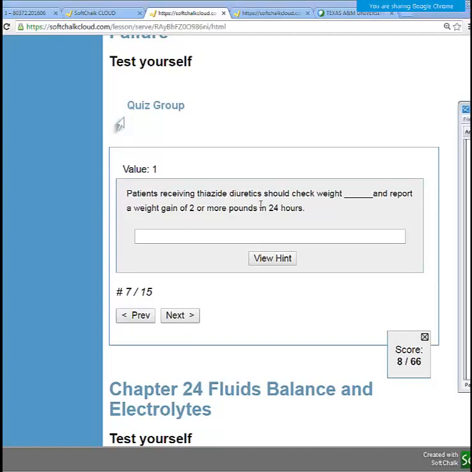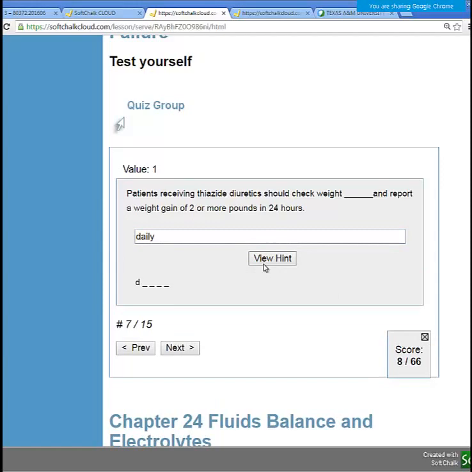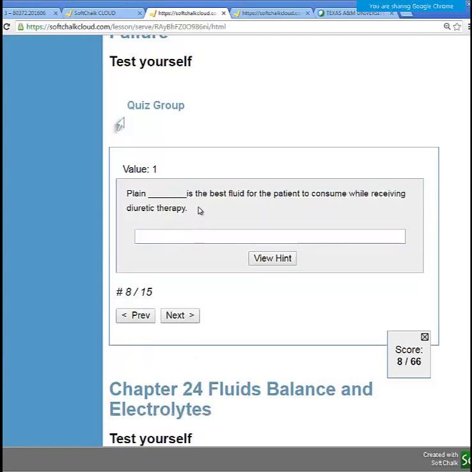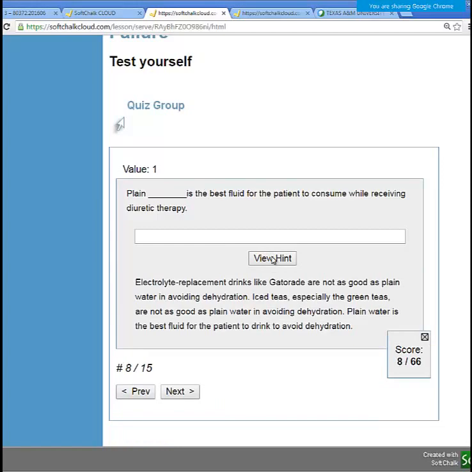Patients receiving thiazide diuretics, which we call HCTZ, hydrochlorothiazide is the main one, should check their weight daily and report a weight gain. And so those are people that have heart failure. The plain blank is the fluid for the patient to consume while receiving diuretic therapy. I'm probably going to say water. Yeah, that's what I thought.